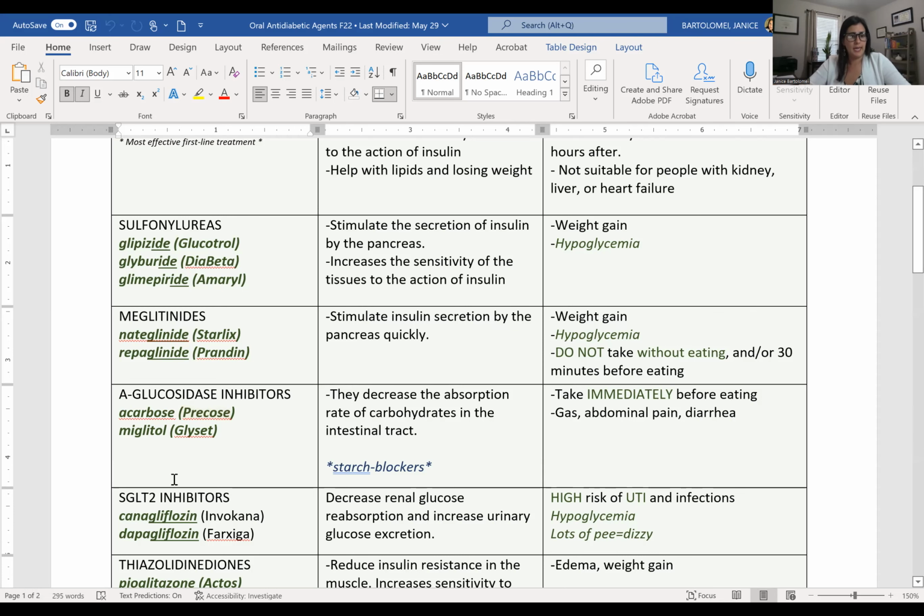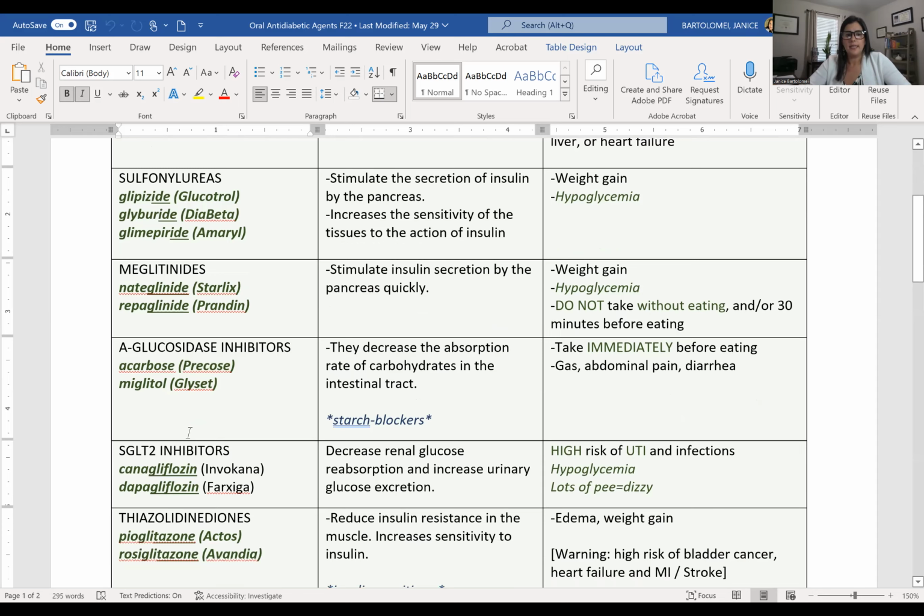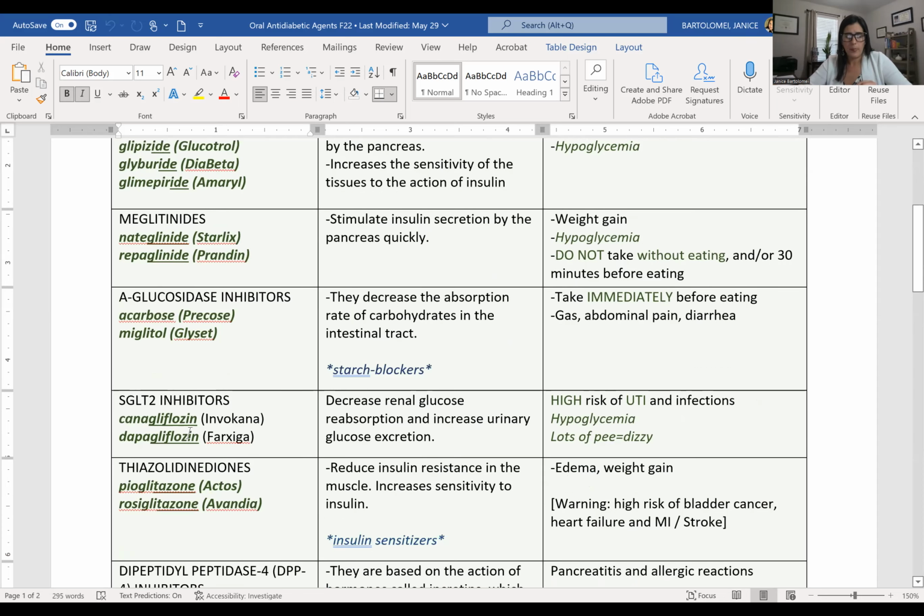The next one is alpha-glucosidase inhibitors. They don't really end on anything, so maybe you could just kind of memorize one of these. They decrease absorption rate of carbohydrates in the intestinal tract. They're called the starch blockers. So they block the absorption of carbohydrates. You really need to take it immediately before eating, and it can cause gas, abdominal pain, and diarrhea.